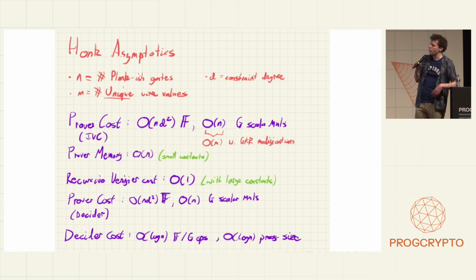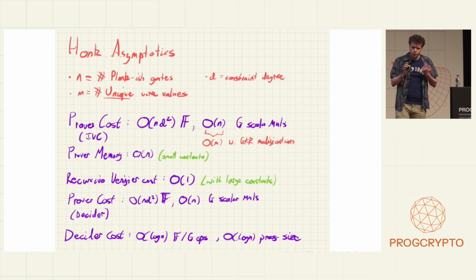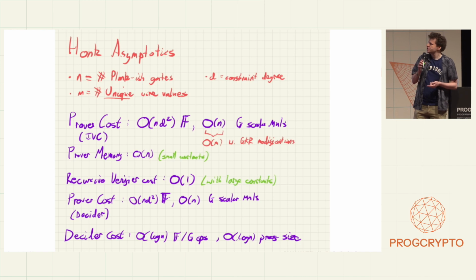So effectively, why would you want to use HONK? If you're building a ZK EVM, don't use HONK.